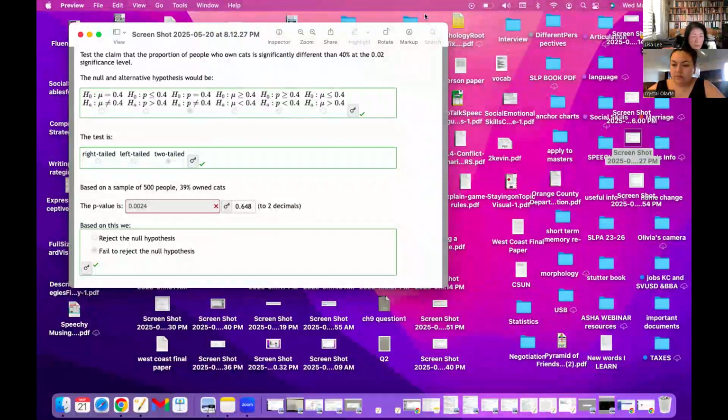So hit enter. Now you can see the screen asks you what's the p0, right? p0 is 0.4. So put that one in, 0.4.